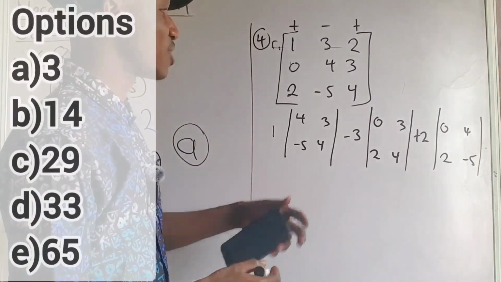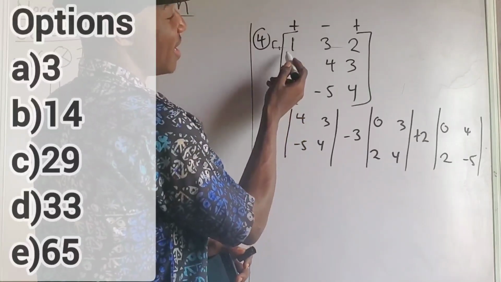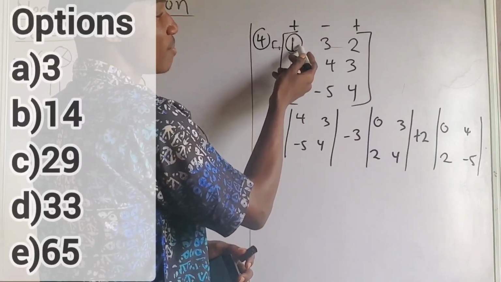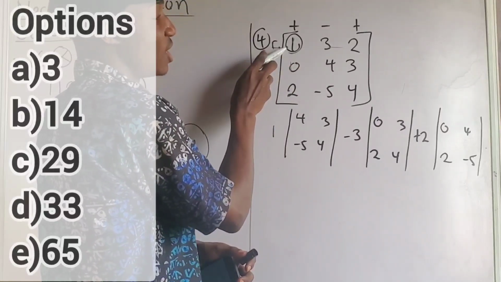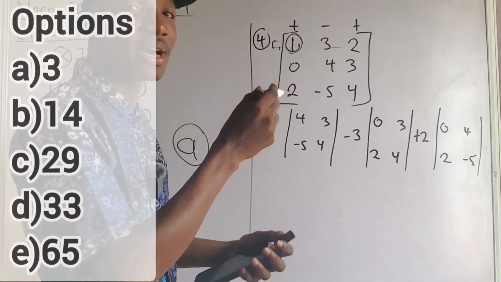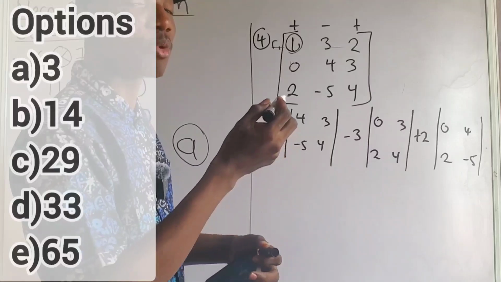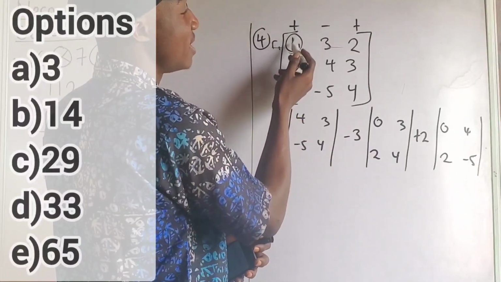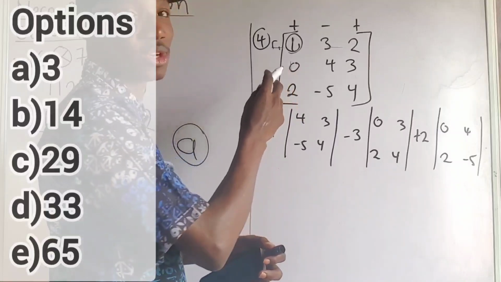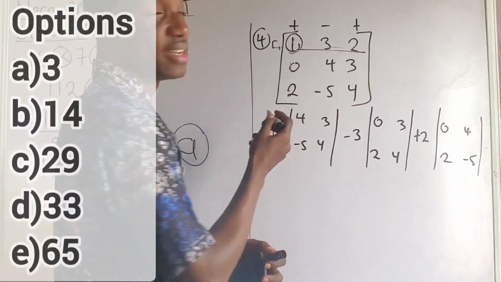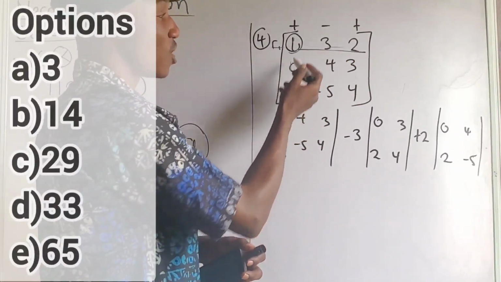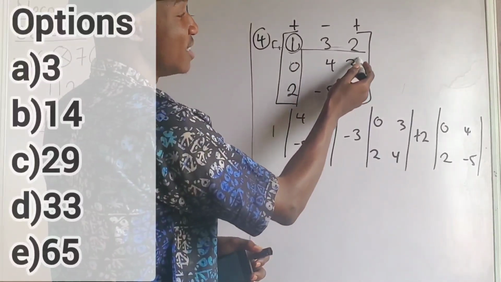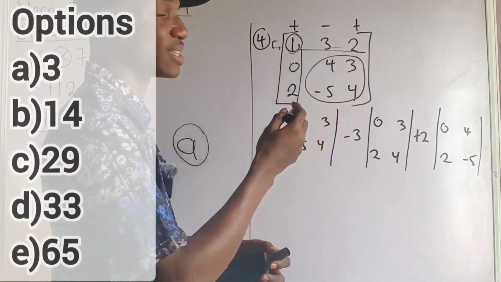Now, this is how I got this. For example, this is 1, right? Every element, every number that is attached to 1, both in the row and the column, you are going to ignore. The numbers attached to 1 in the row are 3 and 2, right? And the numbers attached to 1 in the column are 0 and 2. So you are going to ignore those numbers and isolate the numbers that are not attached to it.